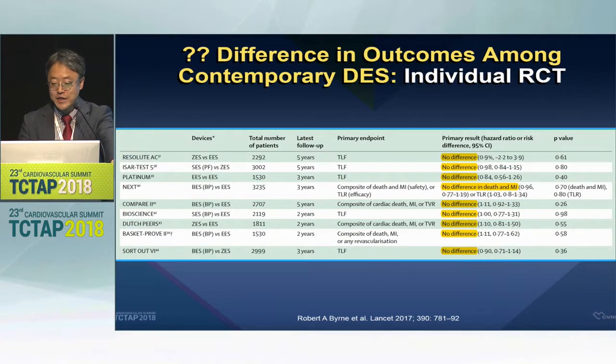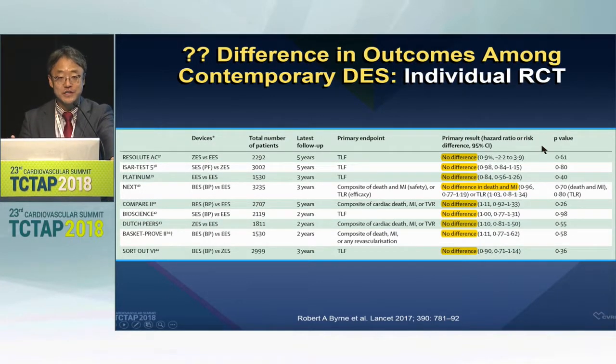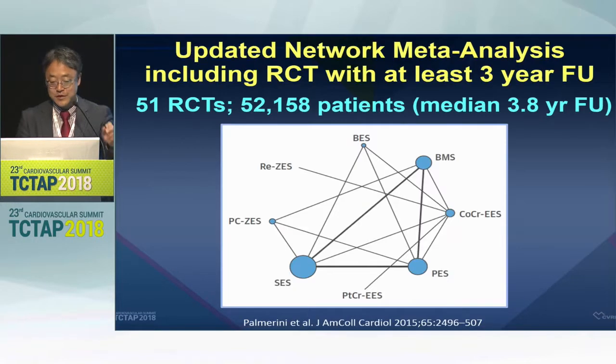Looking at this review article, is there any difference in outcome among contemporary drug-eluting stents? Looking at the stent-specific individual randomized trials, many trials were conducted to find a difference among contemporary drug-eluting stents. Overall, there was no difference in primary endpoint. Looking at the updated meta-analysis by Tullio Palmerini published in JACC 2 years ago, they evaluated 51 randomized trials, 52,000 patients enrolled.